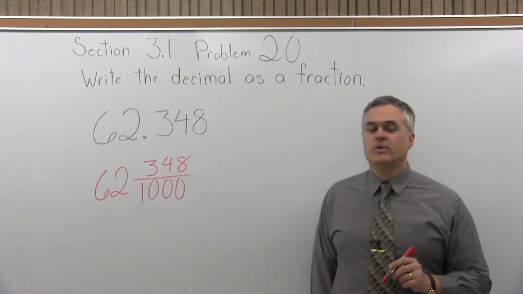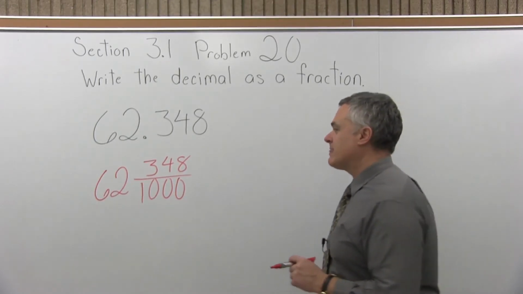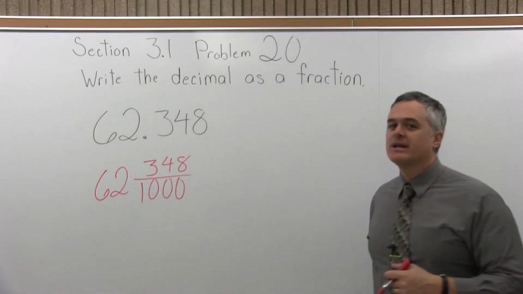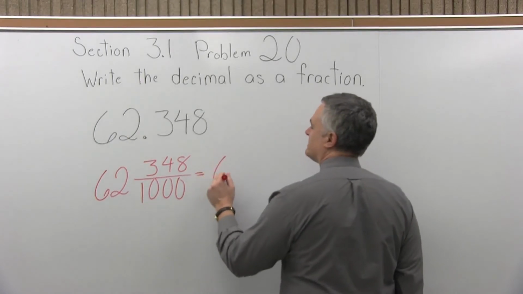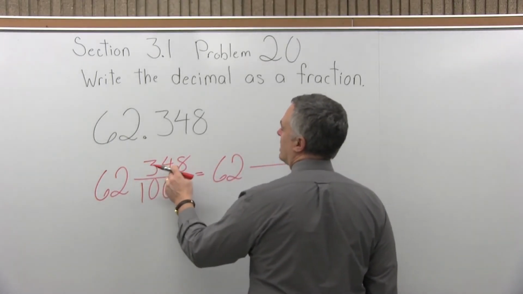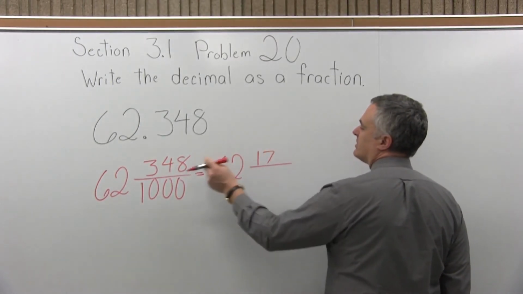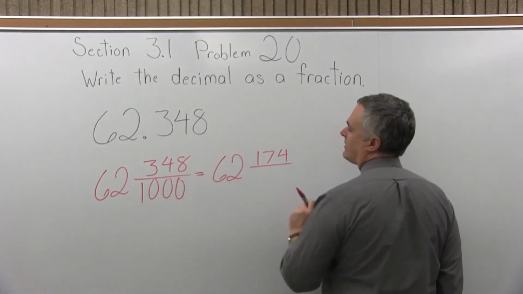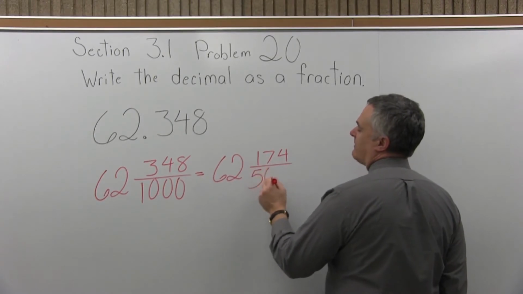Step four, reduce the fraction if it is reducible. Well, 348 is an even number, 1,000 is an even number. So I know I can at least divide 2 into both evenly. So let me start with that. So I'll have 62 in front still, and half of 348, well, half of 340 I know is 170, but because of the 8 it's 174. 174 is half of 348. Half of 1,000, that's easier, I know that's 500.